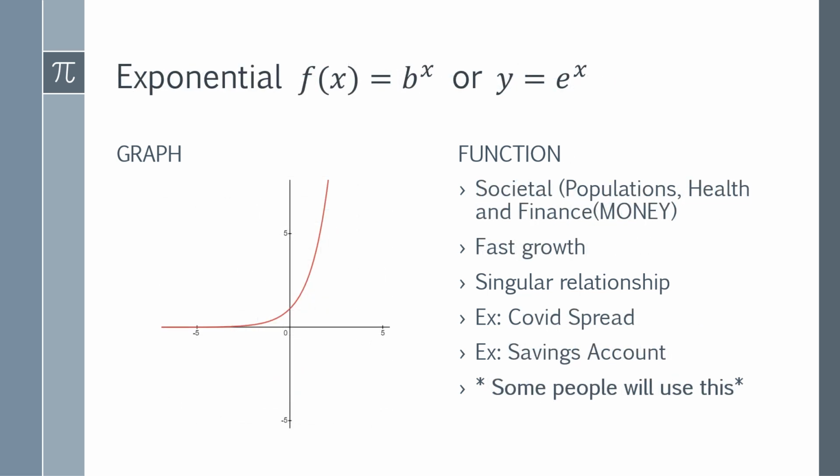Exponentials. Exponentials are mainly for society. Of course, populations, health, finance, money. Fastest growth, singular relationship. You could think of COVID spread, savings account. Some of us are going to use it, so this is something that is more used in terms of your sciences and more people with a college background.